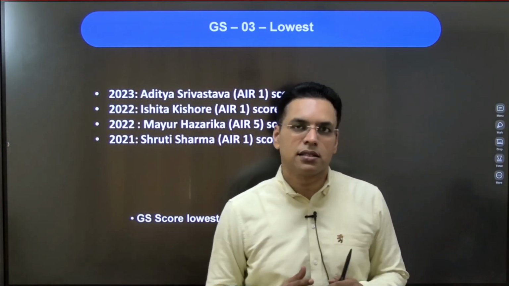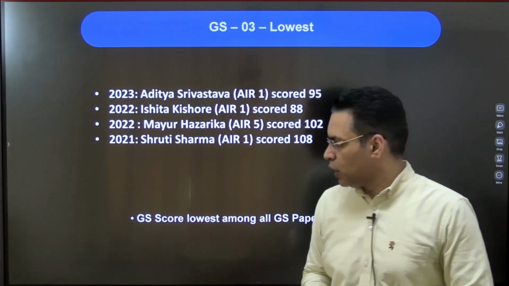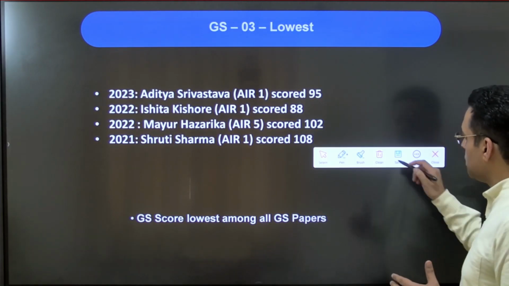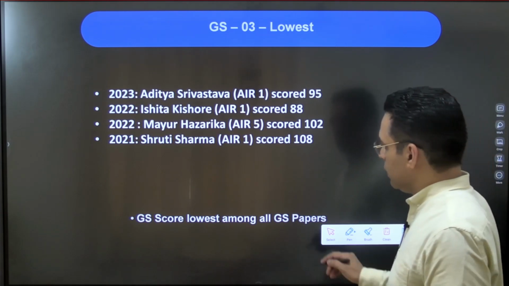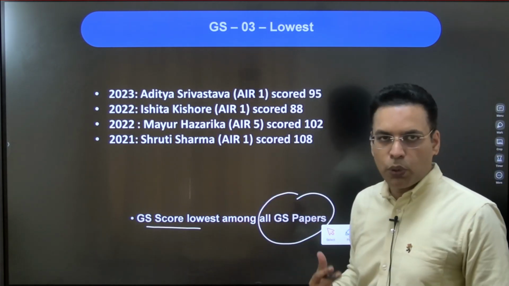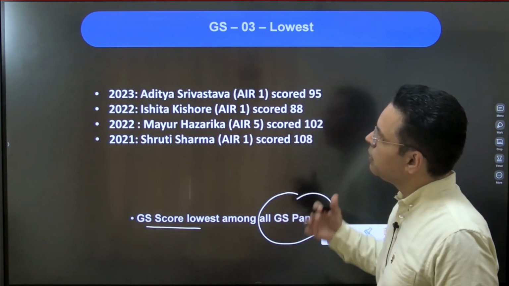How do you maximize your score in GS paper 3? Now GS paper 3 is one of the areas where you get very low scores. In UPSC, if you look at the trend, it is the lowest among all the GS papers. Iske kya reason hai? What are the reasons? And let's look at the toppers also.